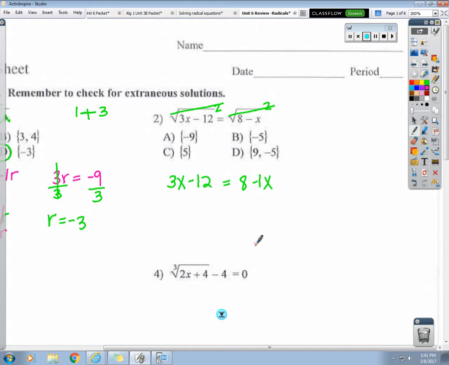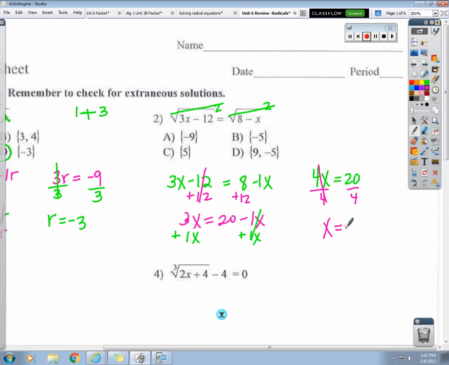So now what do I do? Or what can I do? Right, we could add 12. Or you could have, right. Okay, so now 3x equals what? 20 minus 1x. Now what do I do? Add the 1x to the other side so it can join up with the 3x because they're like terms. And now I have what equals what? Correct. And so the last step is divide by the 4 to cancel it out. And so x equals 5, which is C.